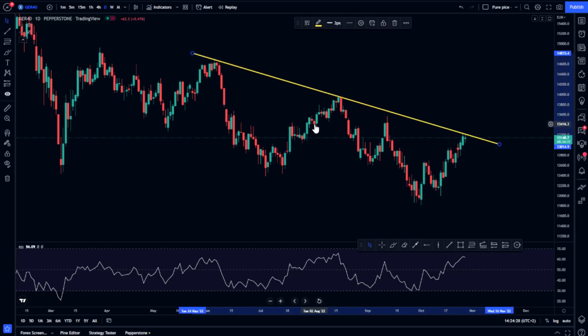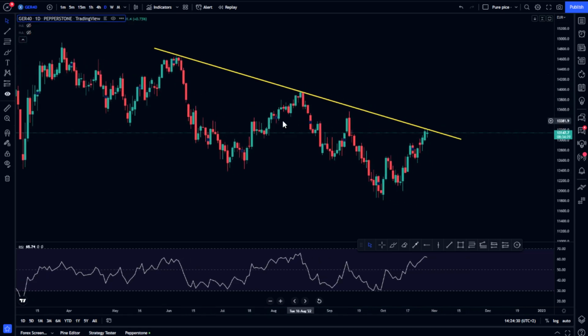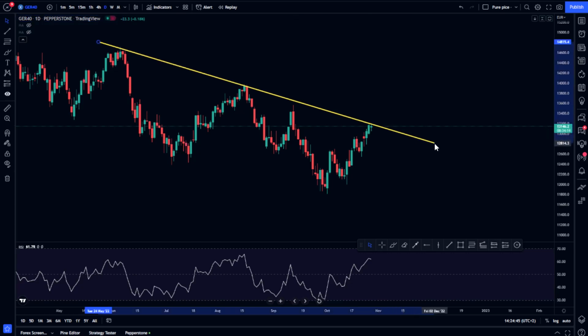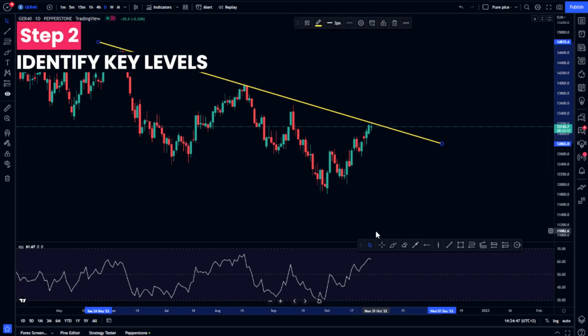So once you identify your trend, connect your highs or your lows to really see how the market is flowing. And the reason you identify a trend is so that we don't go against the trend, because in whatever decision that we want to make, we have to make sure that we flow with the trend. So once you draw your trend line, the next step is to identify the key level.